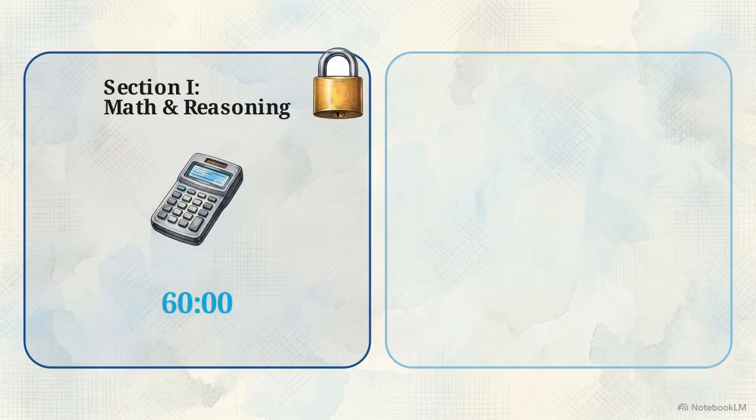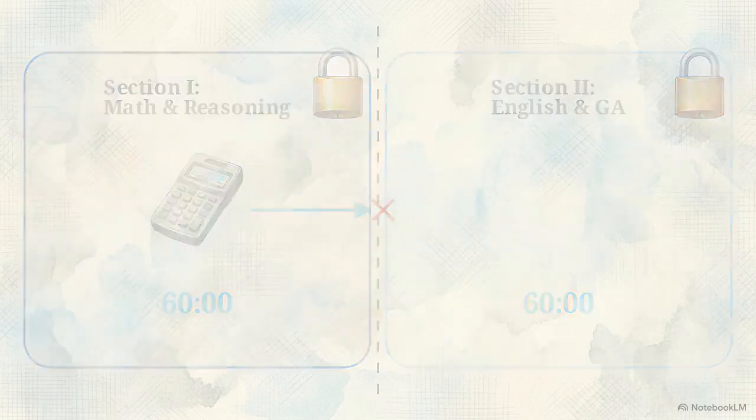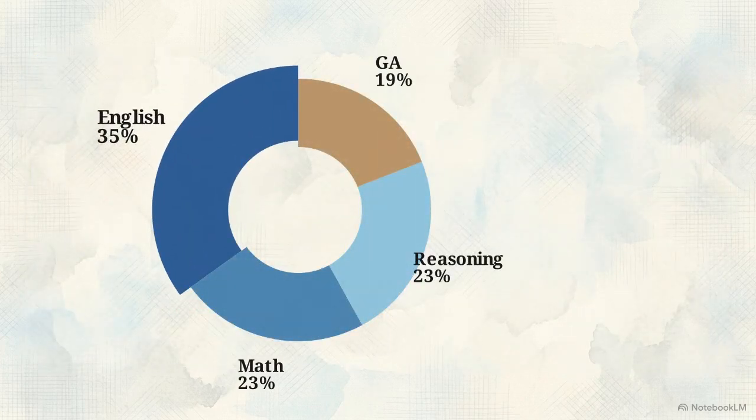The time locks also expand. Section I, covering math and reasoning, is isolated within its own 1-hour window. Section 2, English and General Awareness, is similarly locked into a separate 1-hour period.